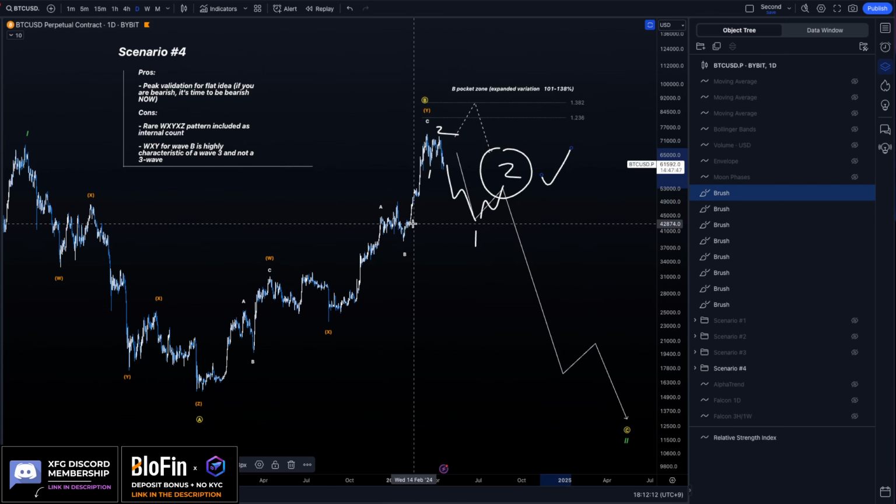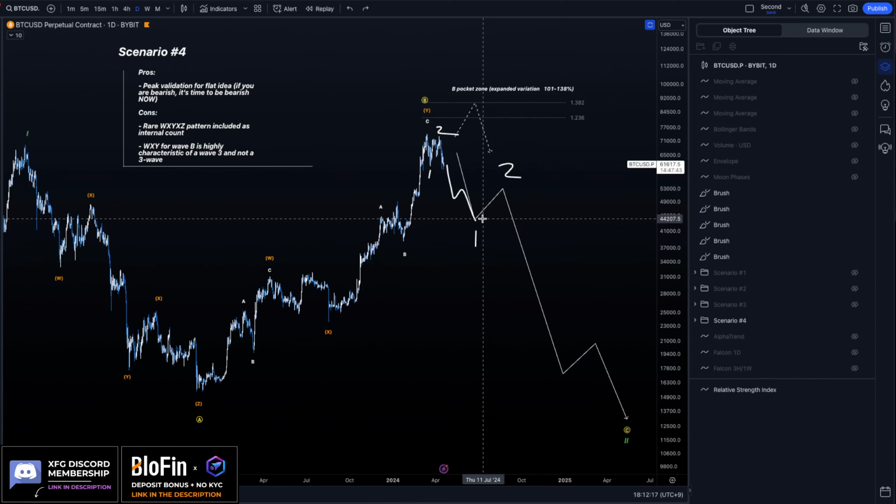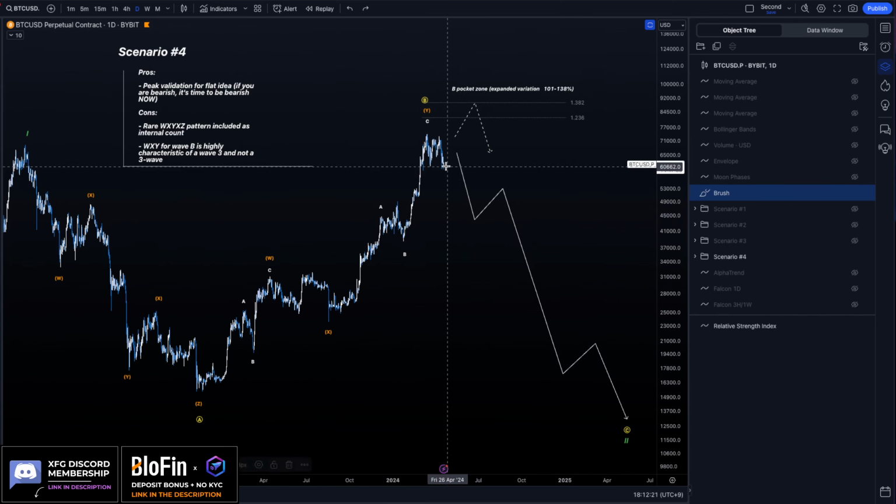If we do come back down into the 40K levels, that is when I would highly expect that we're going to be going for a bear market continuation. If not, we're going for one more high.